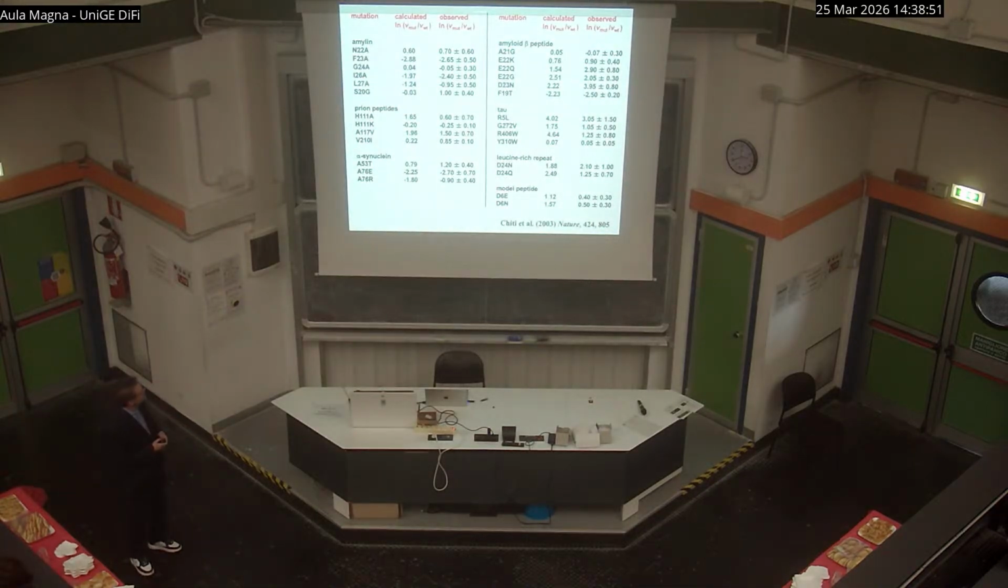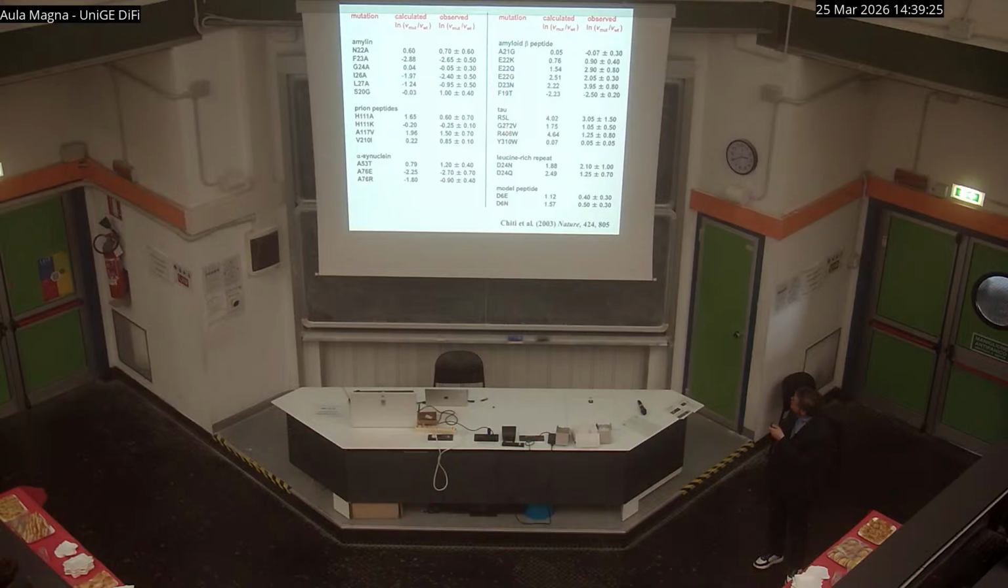And so we looked at the data in the literature. We didn't do any new experiments here. We just compared the calculated value using our formula with those values that we could get from the literature. And we could see that mutations of amylin, mutation of prion peptides, mutation of alpha-synuclein, all of them could be reproduced, could be explained by the formula, because the calculated value was similar in many cases to the experimental value.